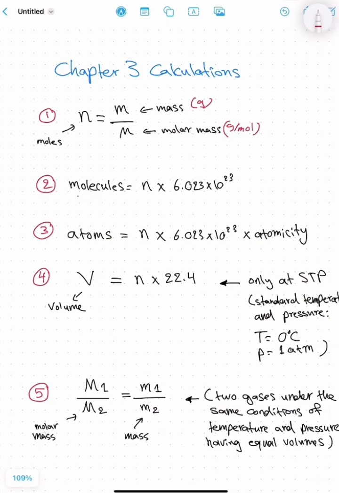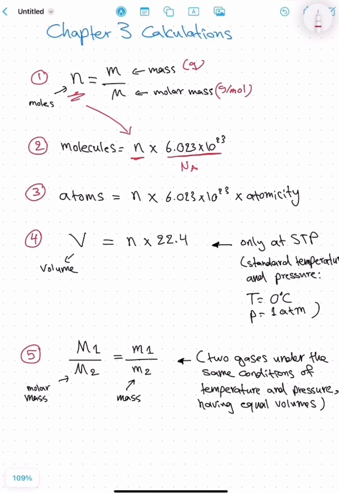Number 2, number of molecules: we need number of moles, then multiply by Avogadro number. This number, Avogadro number, you have to memorize it. Most of the time the question will give it to you, but it's constant. So you multiply number of moles by Avogadro and you get number of molecules. Sometimes the question gives you the mass, then asks for number of molecules. First you have to calculate moles, then bring it here, then calculate number of molecules.